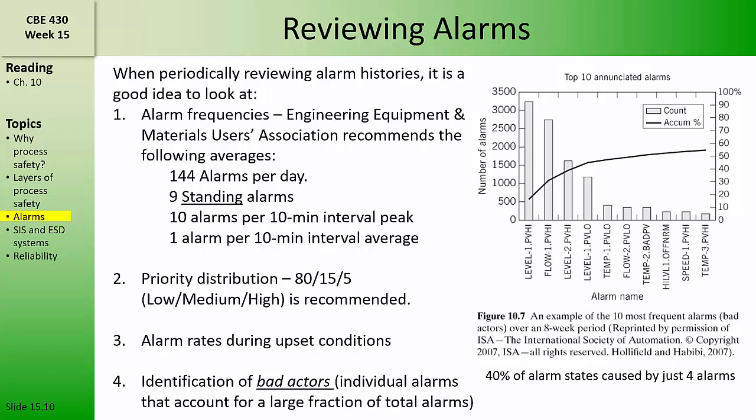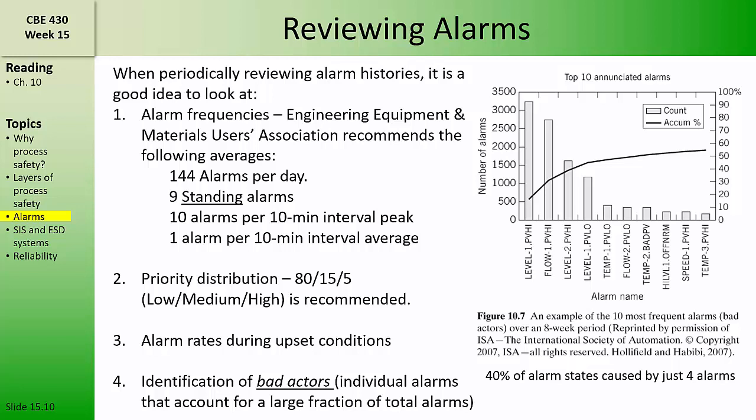It's best if the priority distribution for alarms is heavily distributed towards the low end of the priority range. So if alarm priorities are low, medium, and high, maybe 80% of the alarms that an operator might deal with in a shift should be low priority alarms, and only 15% should be medium priority, and only 5% should be high priority. When reviewing alarm histories, it's also valuable to look at the alarm rates during upset conditions.